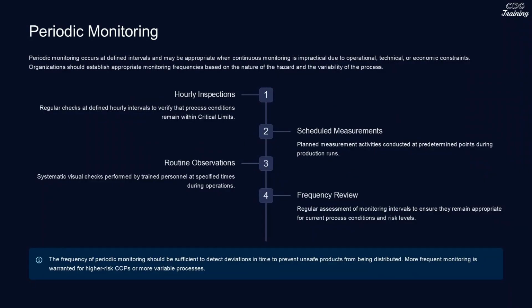Periodic monitoring occurs at defined intervals and may be appropriate when continuous monitoring is impractical due to operational, technical, or economic constraints. Organizations should establish appropriate monitoring intervals based on the nature of the hazard and the variability of the process.